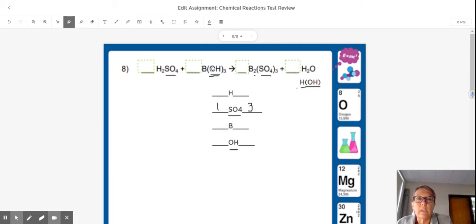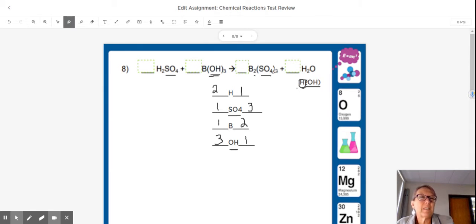So I'm going to look, see on this side, I've got 3 hydroxides, 3 OHs. And on my products, I have 1 OH. Okay, and then I'm going to count this hydrogen by itself. So I've got 1 hydrogen. Over here I have 2. And then finally boron, I have 1 on this side and 2 on this side. So from here it's just basically doing the balancing.